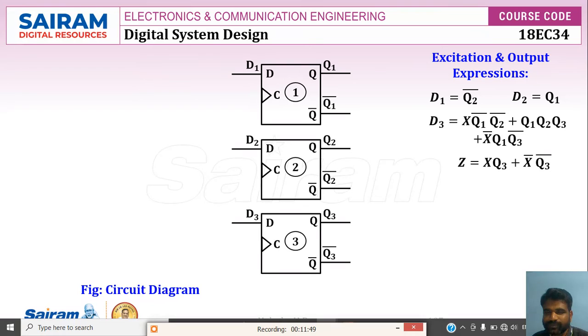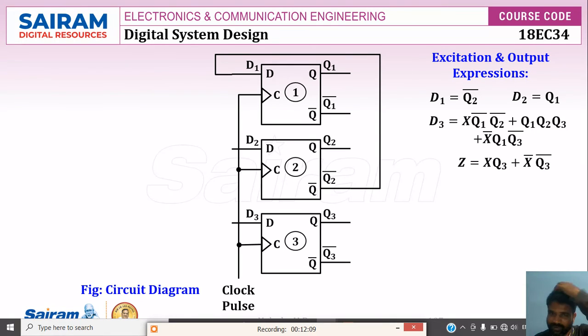Now see, the expression for D1 is Q2 bar, so draw a line from Q2 bar to D1. Before that, connect all control inputs of the D flip-flops to the clock pulses. Next, for D2 it is Q1, so draw a line from Q1 to D2.